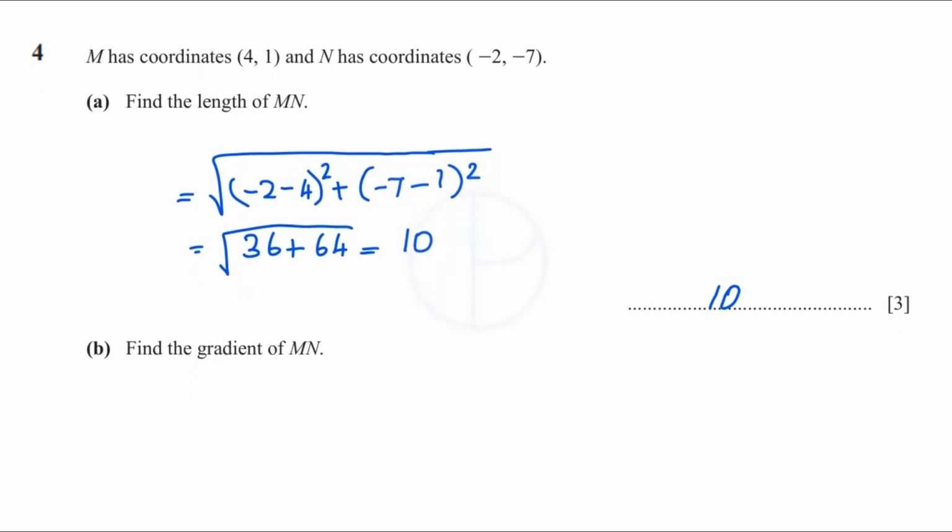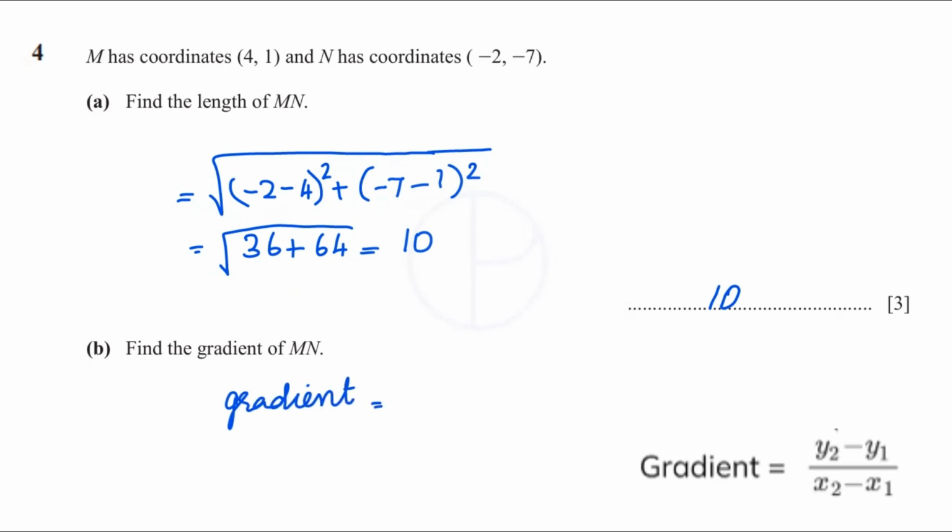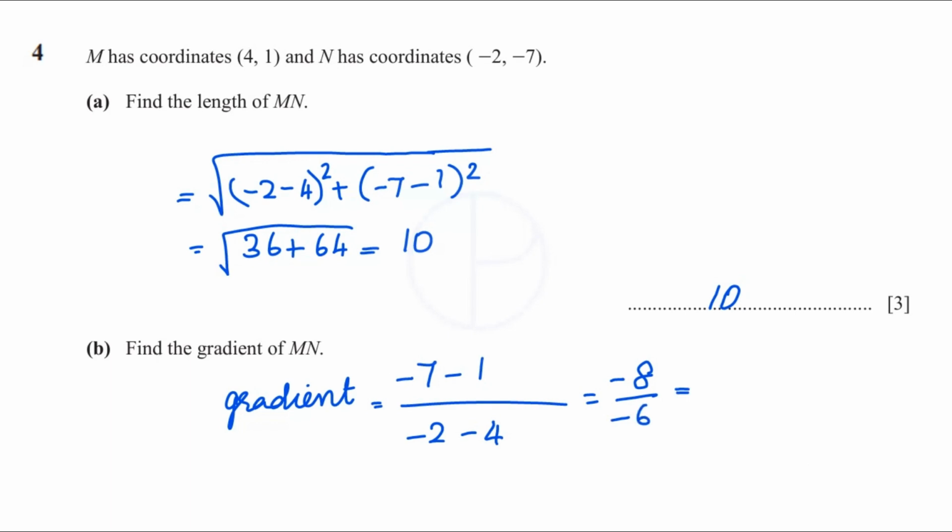Find the gradient of MN. Gradient is Y2 minus Y1 divided by X2 minus X1. So -8 divided by -6, which is equal to, divide the numerator and denominator by -2. So we get 4/3.